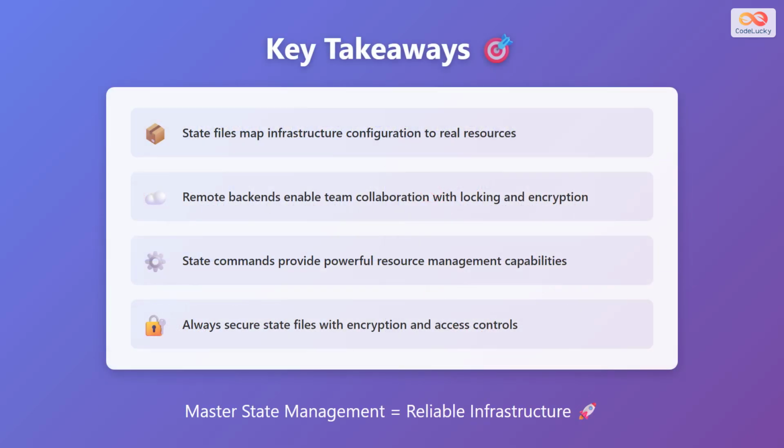Let's recap the essential points about Terraform state management. State files are the crucial link that maps your infrastructure configuration to real resources in the cloud. Remote backends enable effective team collaboration through features like state locking and encryption, making them essential for production environments. Terraform state commands provide powerful capabilities for resource management, allowing you to inspect, move, and remove resources as needed. And security must always be a priority. Always secure your state files with encryption and strict access controls. Master state management, and you'll have the foundation for reliable, scalable infrastructure management.